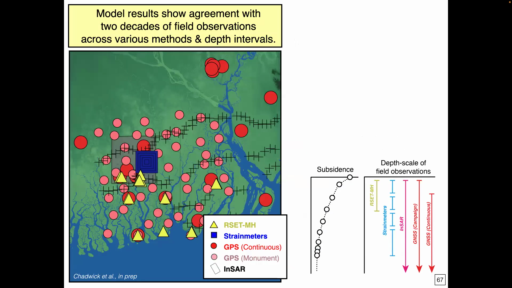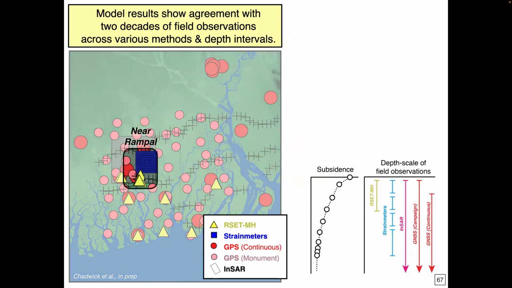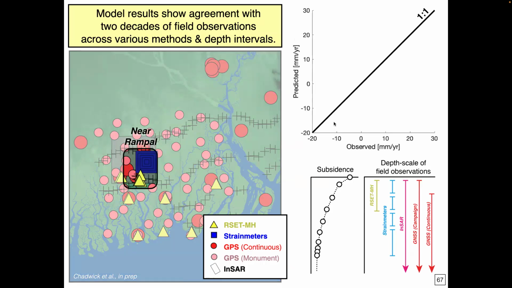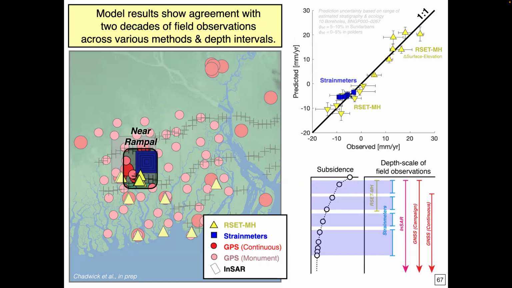So just getting right to the chase, our results are showing agreement with about 2 decades of our field observations. So if we look at our field network on the left here, especially near Rampal, we're just going to focus for now on these data. We're going to plot the observed rates versus the predicted rates from the model. First for the RSET data shown in yellow, and then for the strain meter data in blue, for the InSAR data in gray, and for the GPS data in red. And so at least for this site, we're seeing this agreement between the predicted and the observed rates, which is pretty interesting and cool.